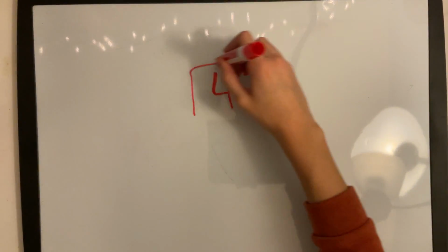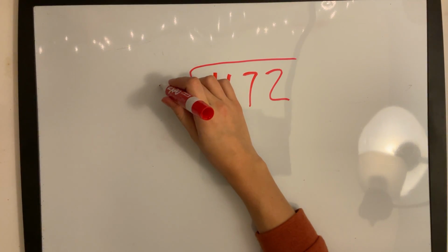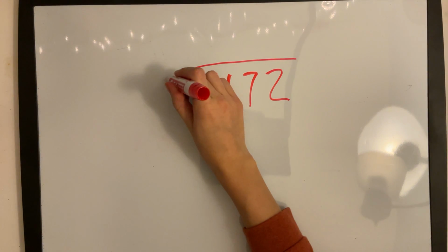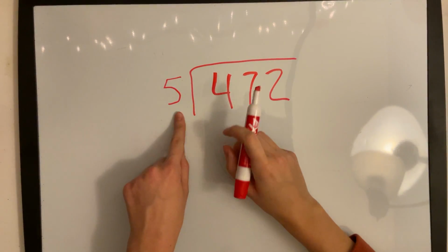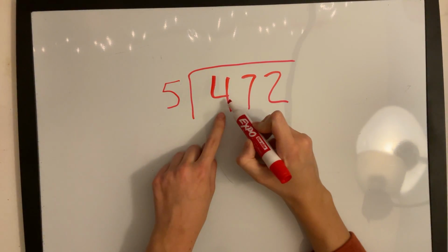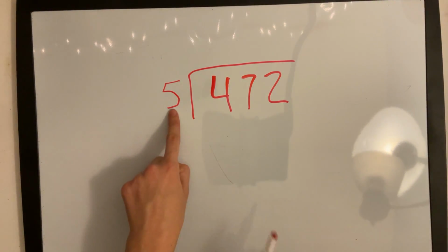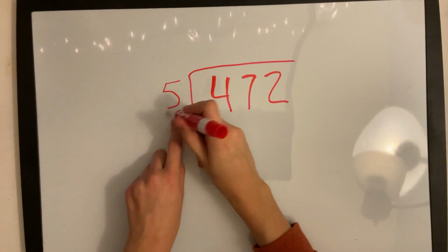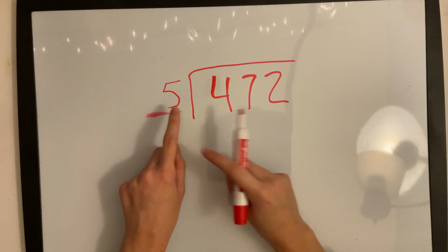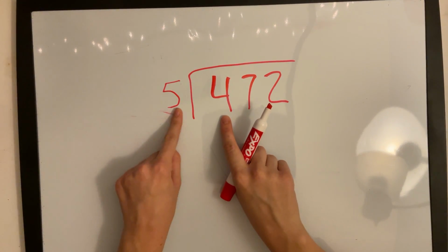472 divided by, how about 5? The first thing we do is we see how many times can 5 go into 4. How many times can 5, our divisor right here, go into 4, the first digit in the dividend?